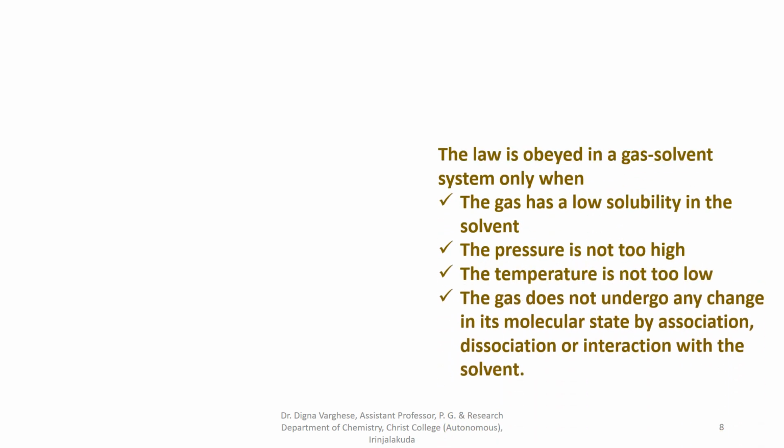The law is obeyed in a gas-solvent system only when the gas has a low solubility in the solvent, the pressure is not too high, the temperature is not too low, and the gas does not undergo any change in its molecular state by association, dissociation, or interaction with the solvent. So, in these conditions, the law is obeyed in a gas-solvent system.